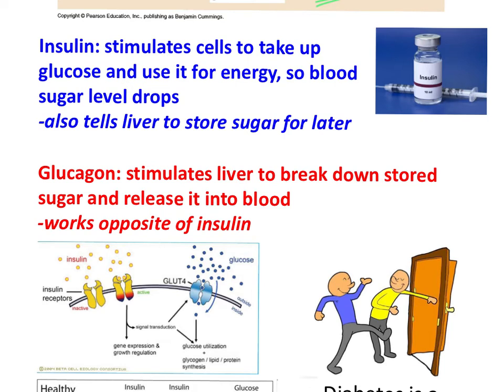We can see that in this diagram on the lower left. There's receptors for insulin. Insulin binds to the receptor. Insulin opens a channel, and when it opens the channel, glucose can come in to drop blood sugar level. So insulin works like the doorman who opens the door to allow glucose to come in. Glucagon works the opposite. Glucagon will go into the storage to get more glucose out.